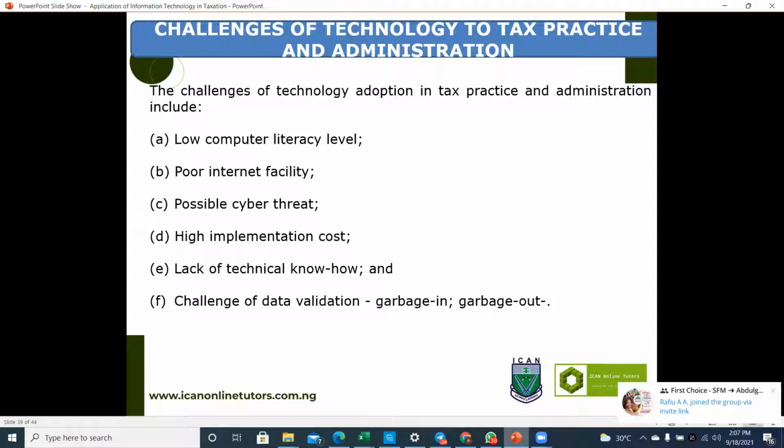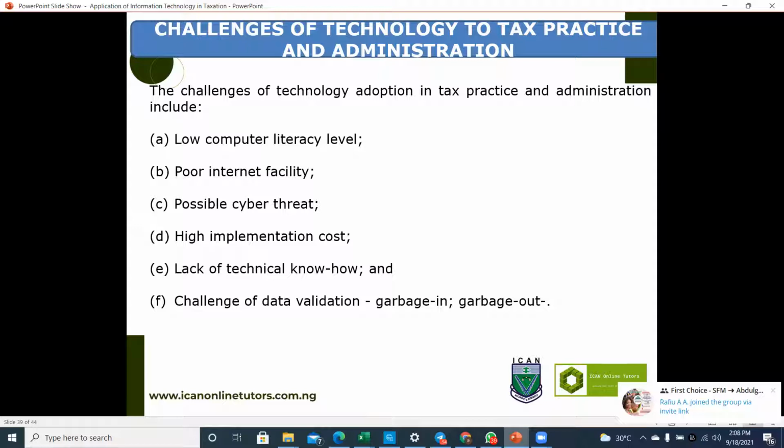Okay, so another thing is poor internet facility. We are experiencing that in our classes. Is that true? Yes. Of course, in our environment, this is like an exogenous factor to us. It is outside our control. There's nothing we can do. Okay, so it depends on the environment or the location you find yourself at the time you want to receive or deliver the lecture, or you want to make use of all these internet gadgets. So possible cyber threats, yes, this is a great risk for us.